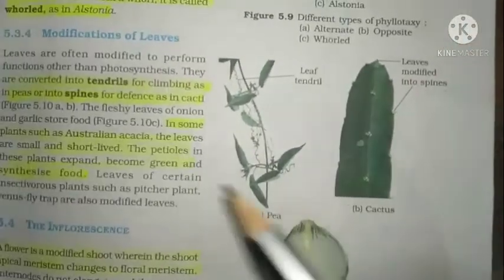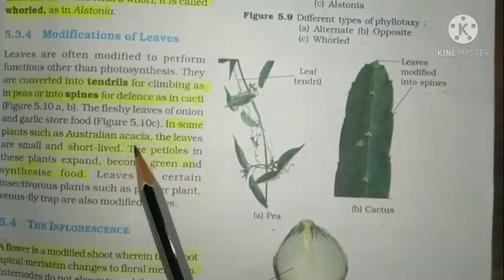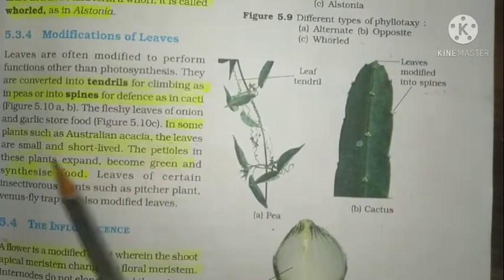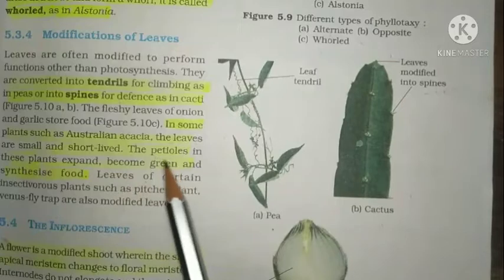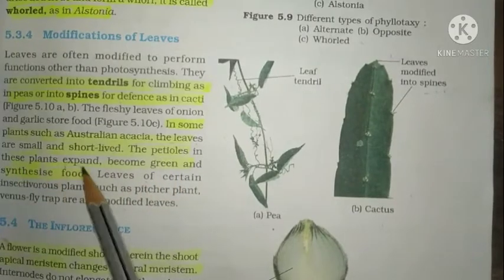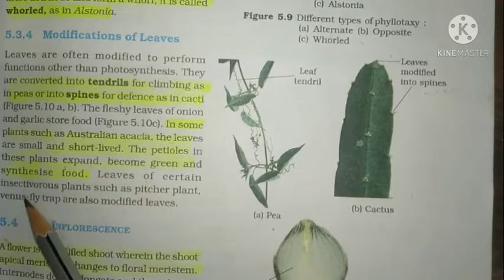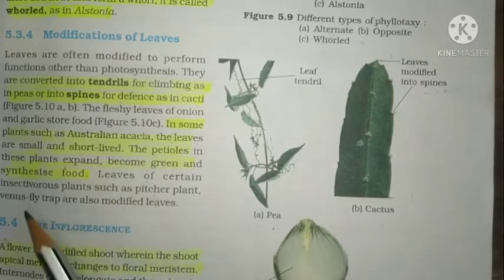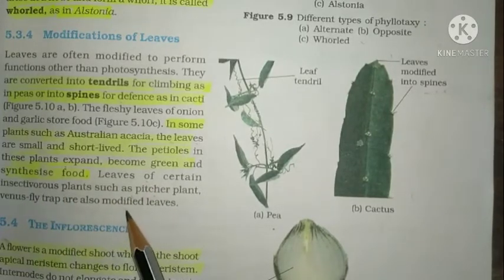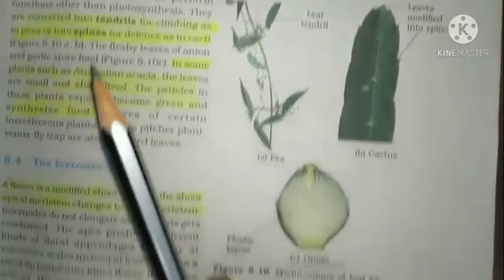Then in some plants such as the Australian Acacia, the leaves are small and short-lived. The petioles in this plant expand and become green and synthesize food. Leaves of certain insectivorous plants such as the pitcher plant and Venus flytrap are also modified leaves.